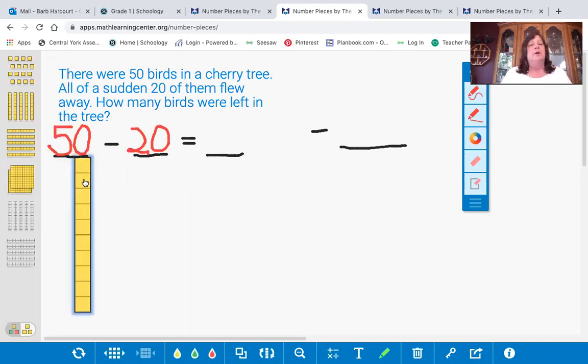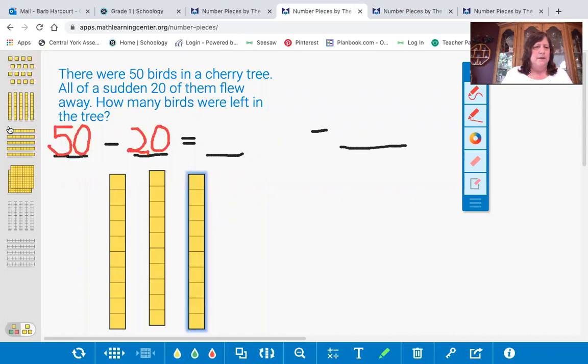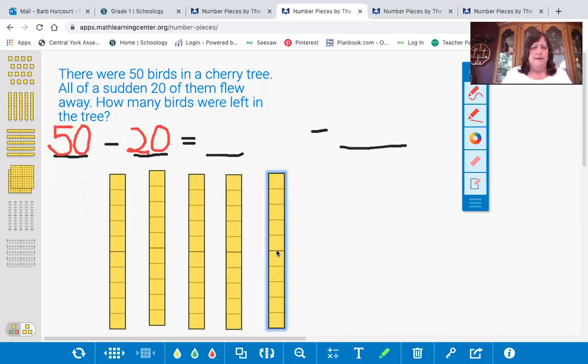So 50 is 5 tens and 0 ones. There we have our 1 ten, which is 10, 20, 30, 40, and 50. 10, 20, 30, 40, 50.